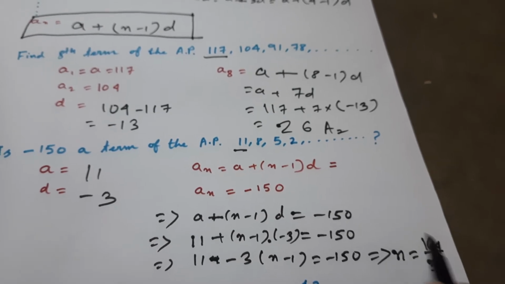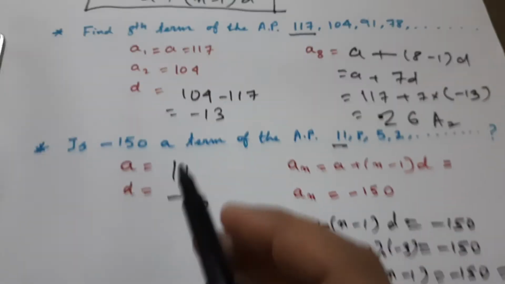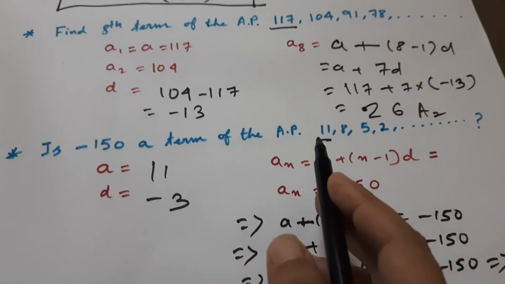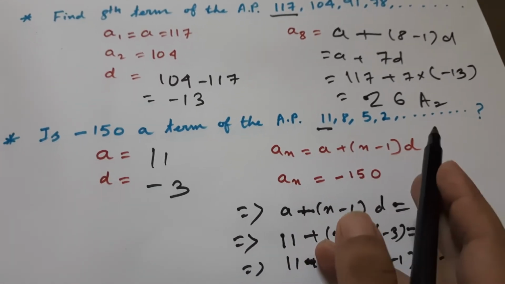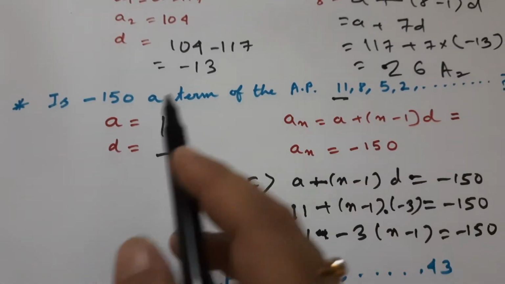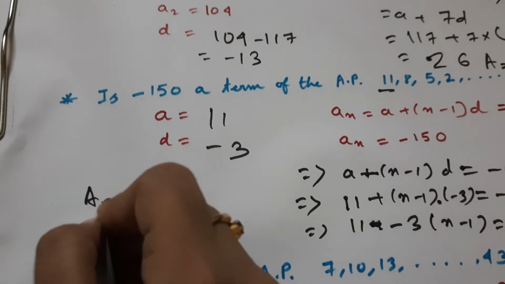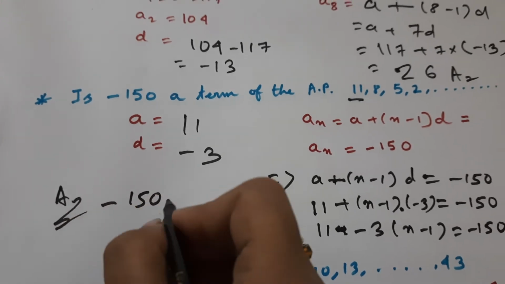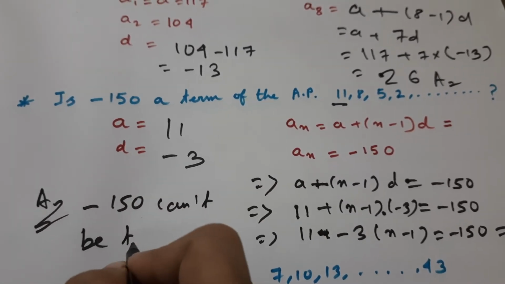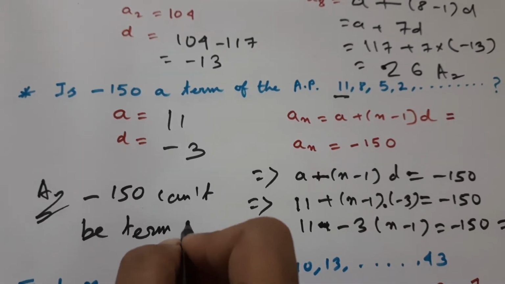It cannot be a fraction, and hence minus 150 is not a term of this AP 11, 8, 5, 2 and so on. So the answer is that minus 150 cannot be a term of the AP.